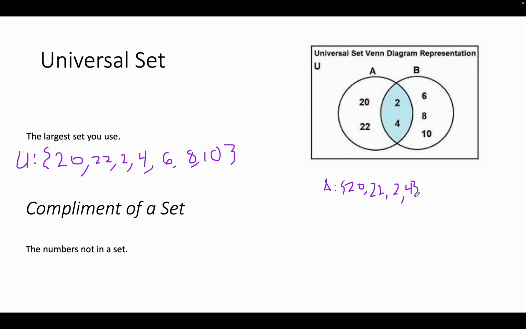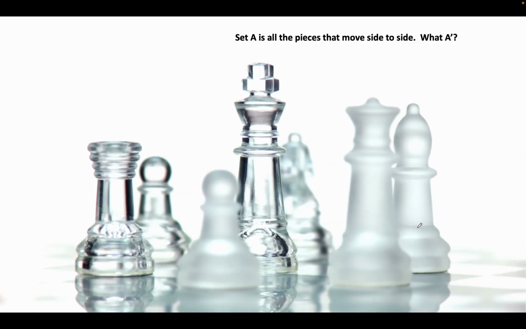So the way that I notate that it is the complement is I'd write A, and then I write prime. A prime, the numbers not in the set. What is not in the set? The ones that are over here, 6, 8, and 10. So A prime is 6, 8, and 10. Make sense? Alrighty.